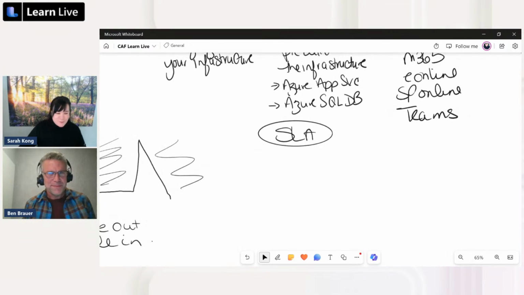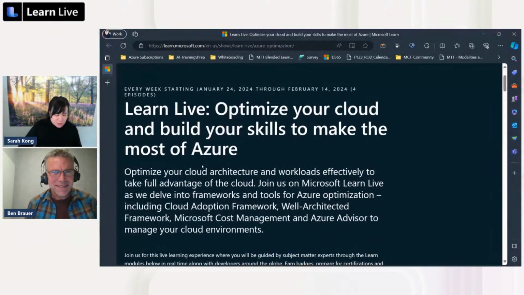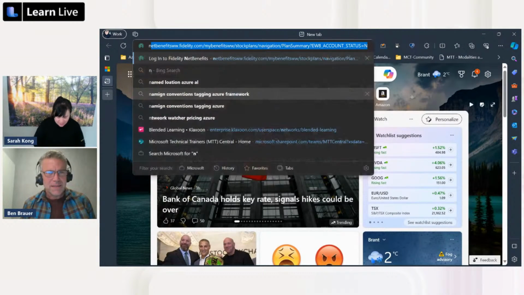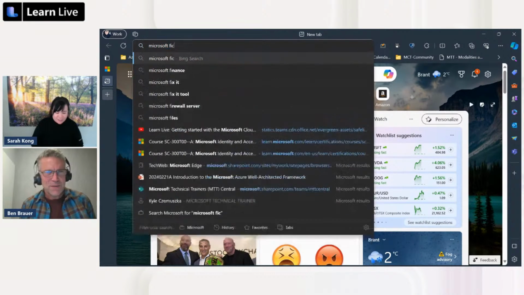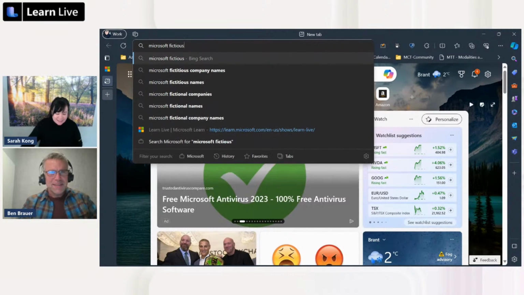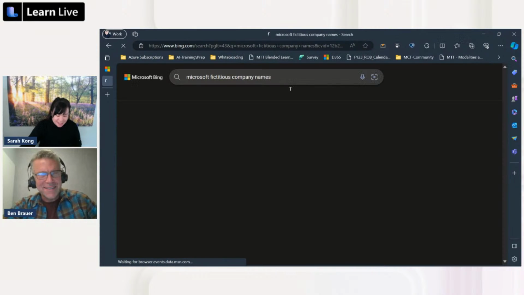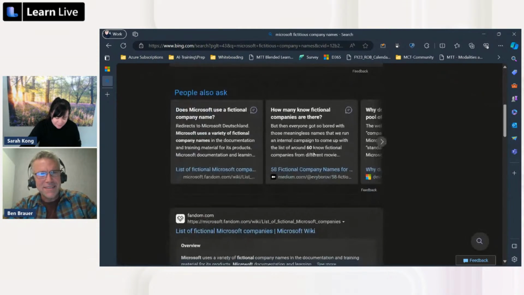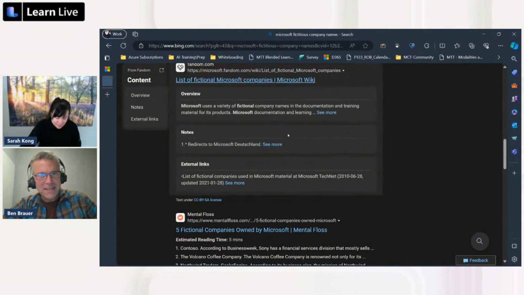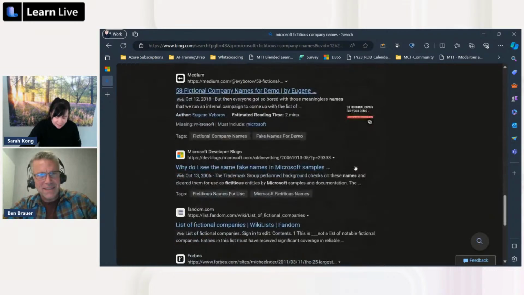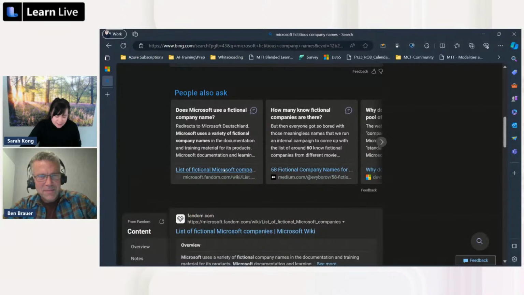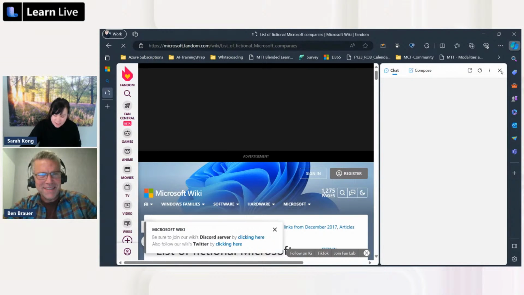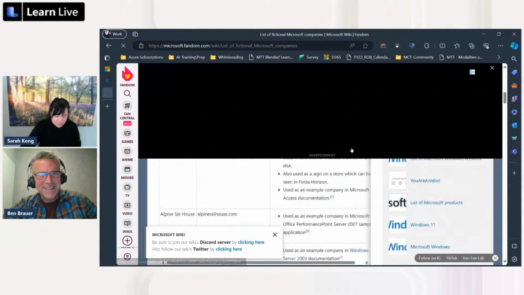And by the way, I don't know if you've ever seen this, Ben. I have to show everybody this. If you do a search for Microsoft, this is a fun little thing. Microsoft fictitious company names. There's actually a Wikipedia article, if it comes up here first, might be a fandom one. But there is, oh, I can't find it. But yeah, there is a site. Oh, there it is. List of fictional companies. And have you seen all our companies?